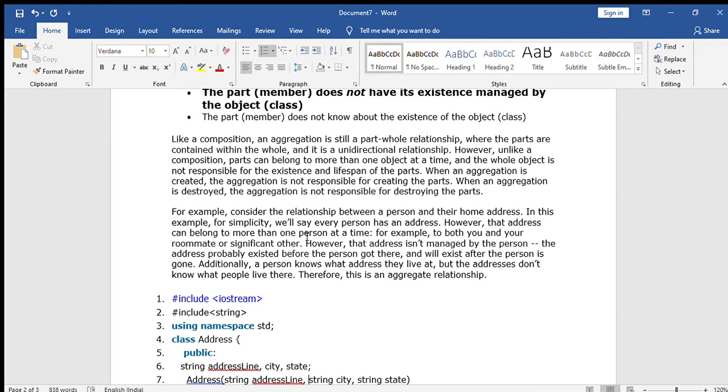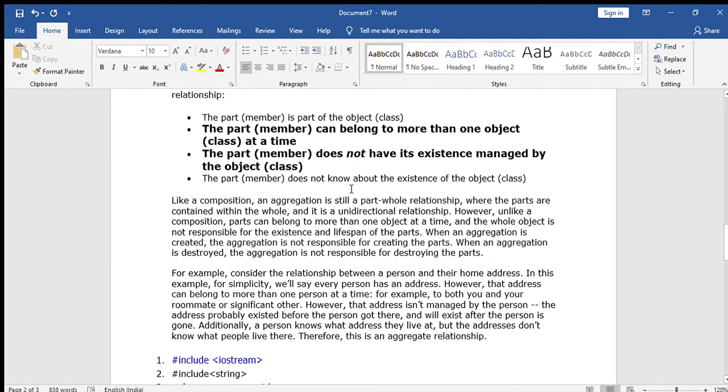So that is the thing of aggregation. And there is a small point. Observe: a person knows what address they live at, but the address doesn't know what people live there. Therefore, that is an aggregate relationship. Okay, clear? So that's the thing about an aggregate relationship. What are the aggregate relations? Here there are 4 points.